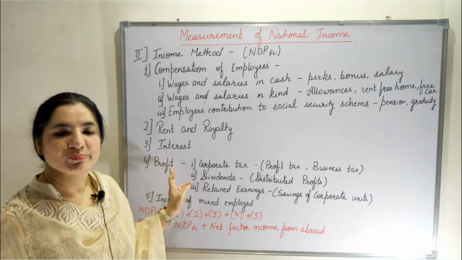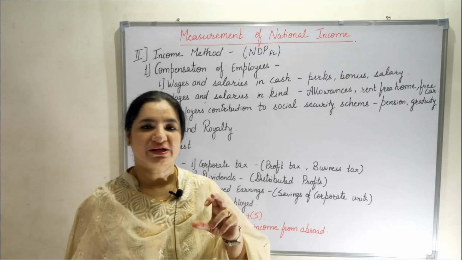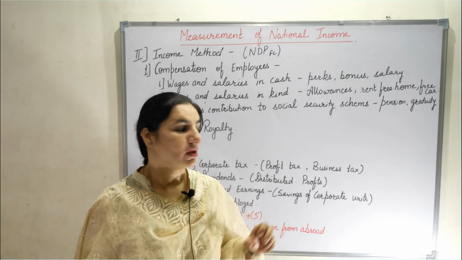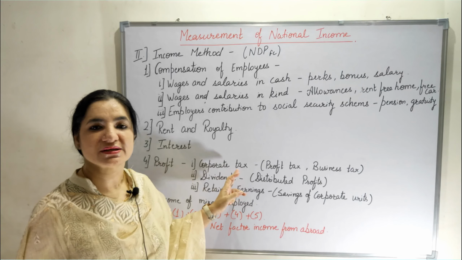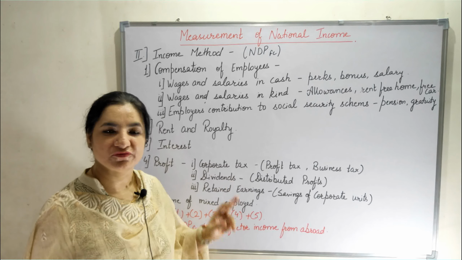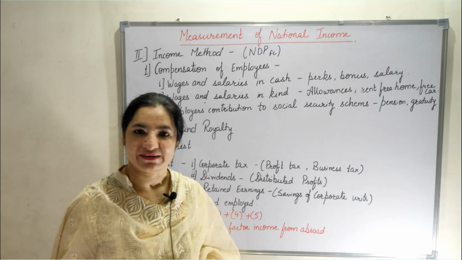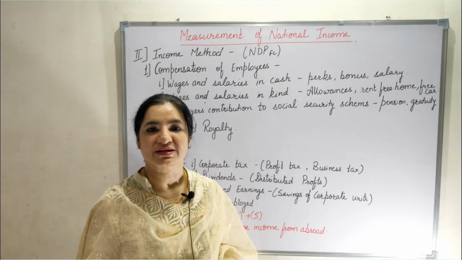Fourth bit is profit. Profit can be actually divided under three heads. First is the corporate tax. Corporate tax means the tax which is paid by the firm. It is actually a direct tax, not an indirect tax.